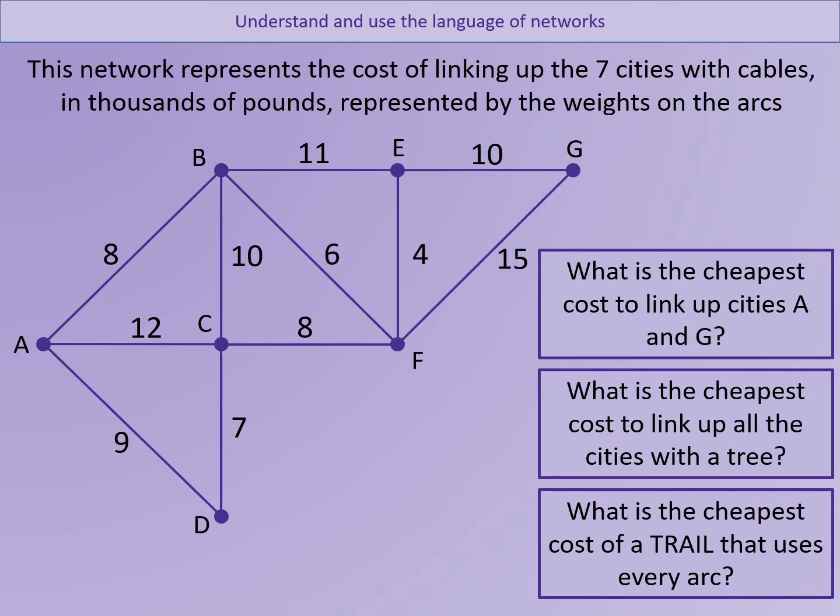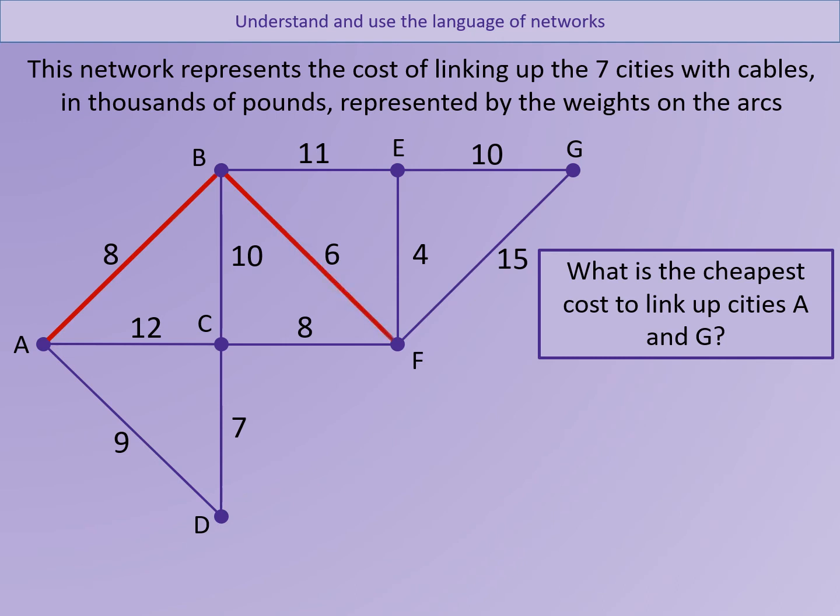This network represents the cost of linking up 7 cities. Each of the weights on the arcs tells you the cost in thousands of pounds. By trial and improvement, I'd like to try to find the answer to the 3 questions on the right-hand side. So the first one, the cheapest cost to link up cities A to G by inspection is by travelling along A, B, F, E, G, and the total cost there is 28.